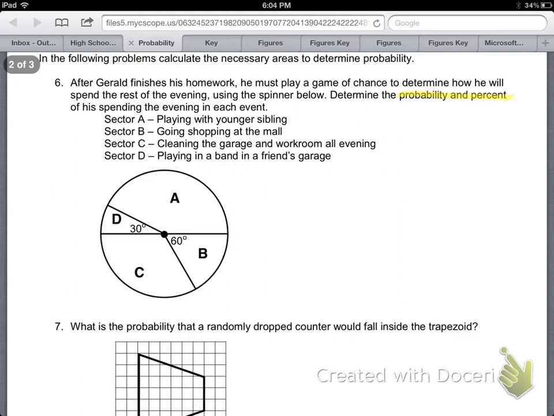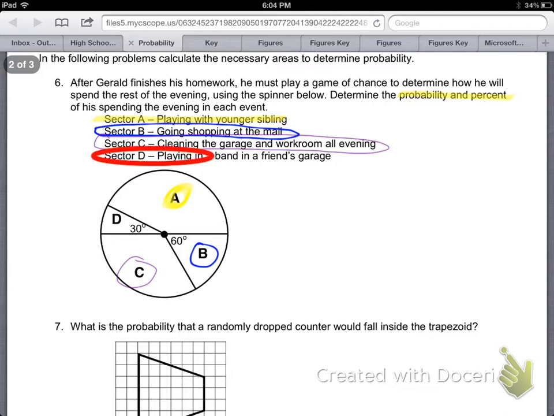So, sector A is playing with your sibling. That belongs with this one. B says he's going to go to the mall. That is B. C says he's going to clean the garage and the workroom. And D says he is going to play in a friend's garage, sorry, which would be D, which is 30%.